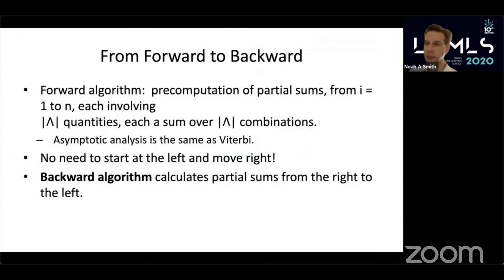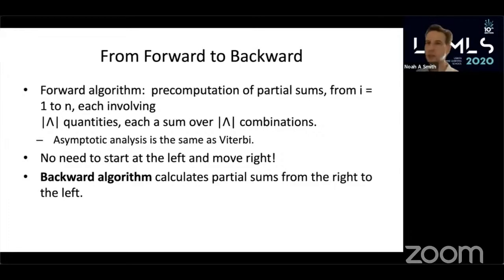Okay, so the forward algorithm that we just learned is a pre-computation of these partial sums from i = 1 to n, and each one is a set of lambda quantities, the column, and each one is a sum over lambda combinations from the column before. So the asymptotic analysis ends up being exactly the same as Viterbi. The runtime will be size of lambda squared times the length of the sequence.